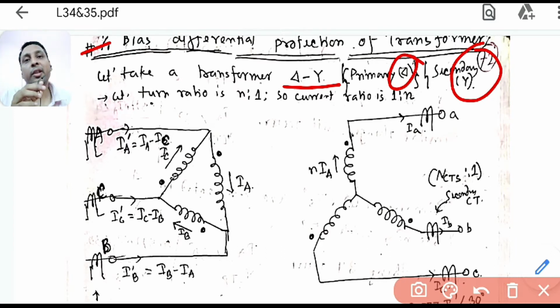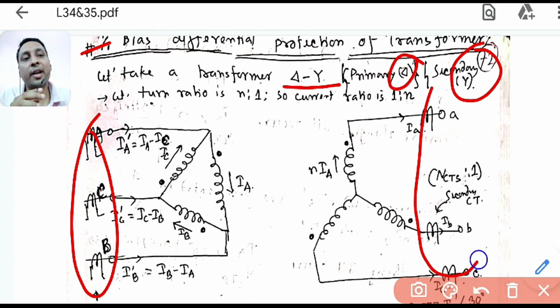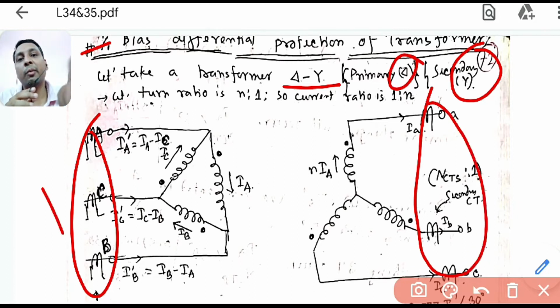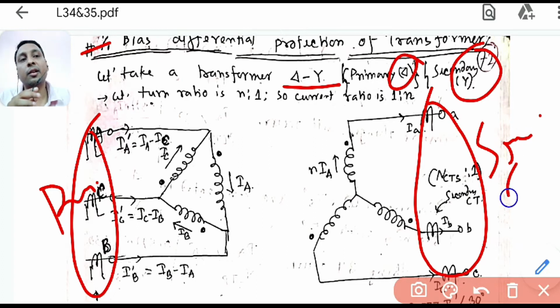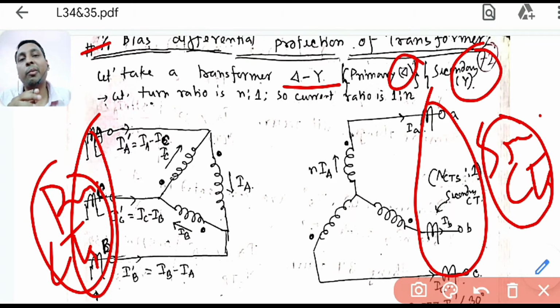Now why are we doing this? Because in star-star or delta-delta there is no phase shift, so whatever we connect for the CTs, there is no problem. You can connect both the CTs, this side and the other side. These are the primary side CTs, and these I am calling the secondary side CTs. In these CTs also you have primary and secondary.